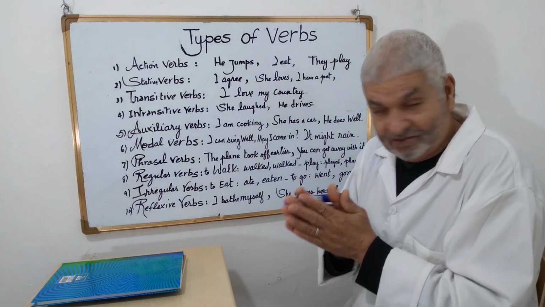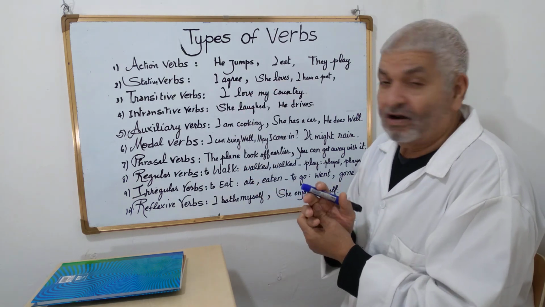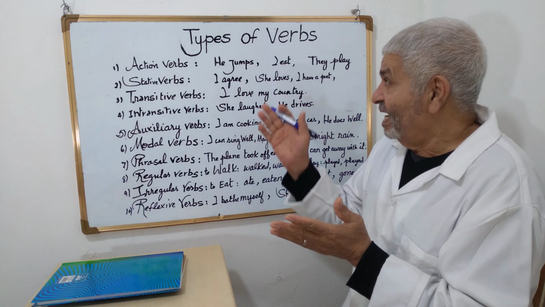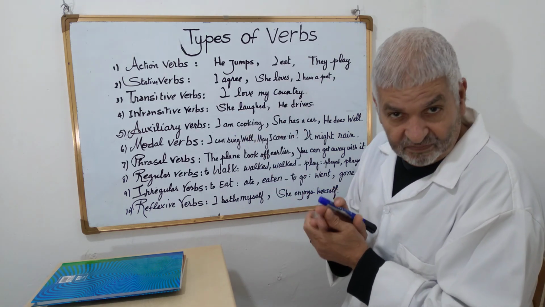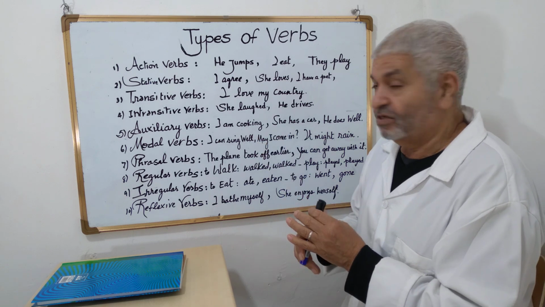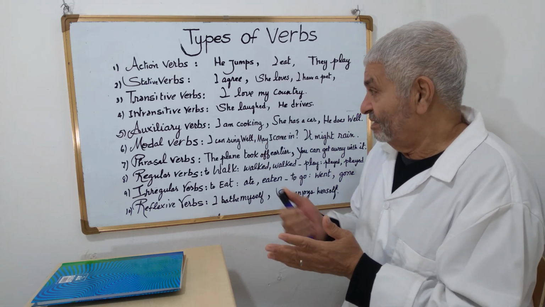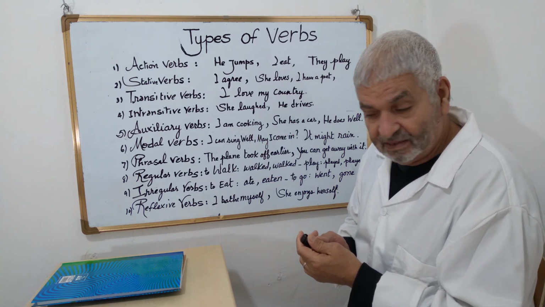Wow, this is so good. I hope you learned something from this. And these are the 20 types of verbs, and you can use them. And I hope you learned something from this lesson.